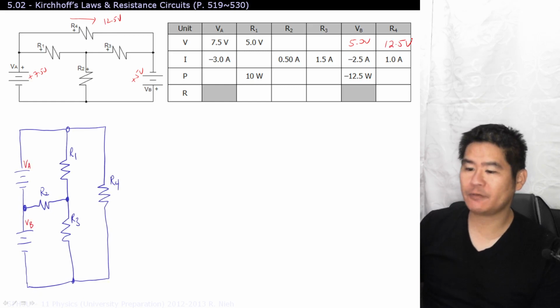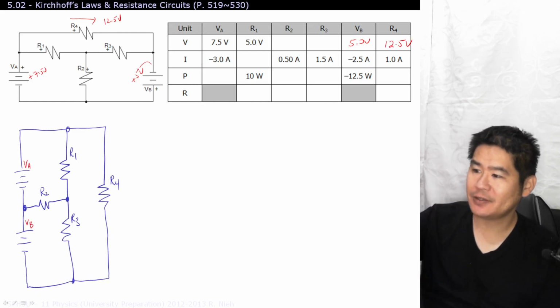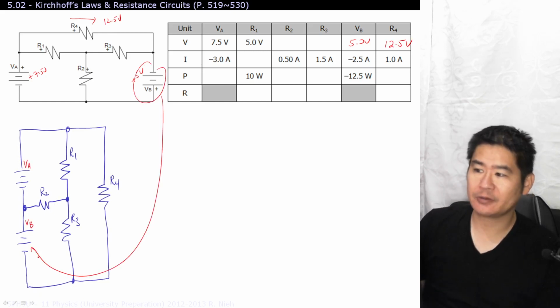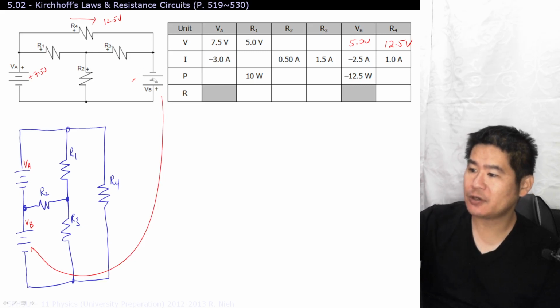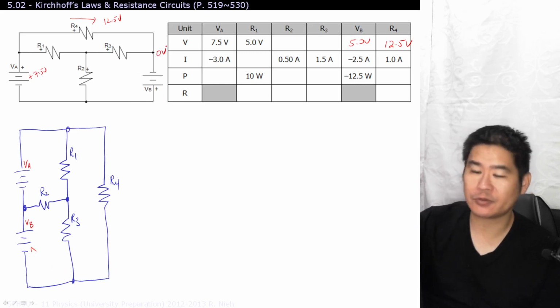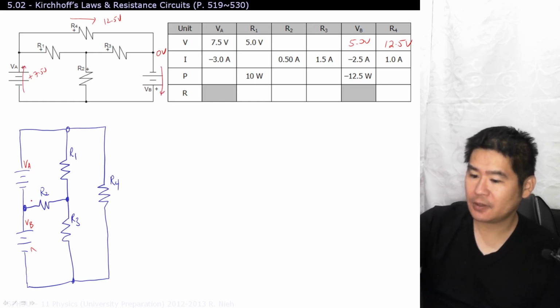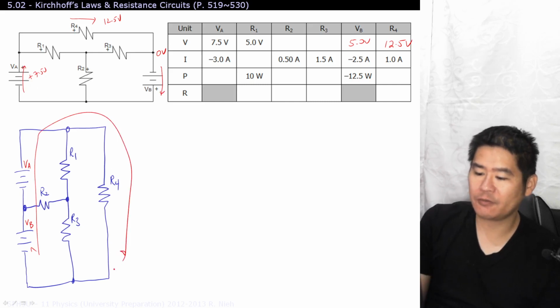Maybe you want to see this in a waterfall setup, and that's fine. You'll see the VB is all the way down here. Okay, so if we started off assuming that this is 0 volts over here, not that you had to, but let's say that was 0 volts over here, you gain 5, you gain 7.5, and then you drop in your R4.